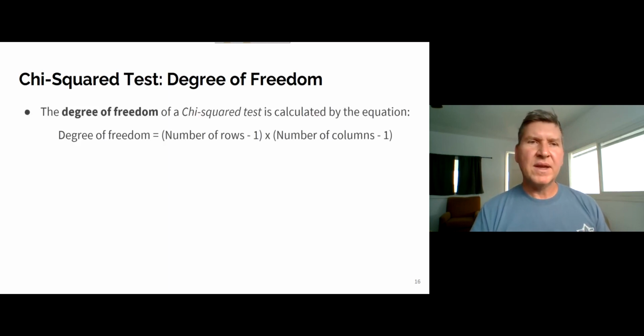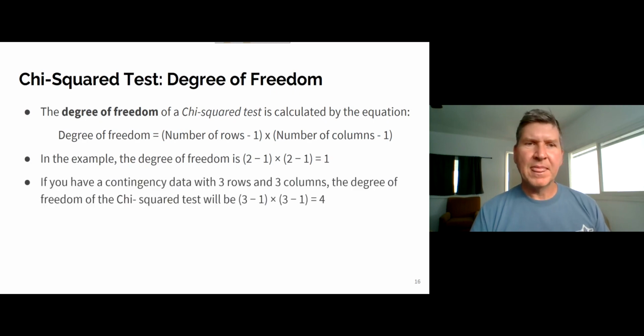Let's talk a little bit about the degrees of freedom in a chi-squared test. This is calculated by the number of rows minus 1, times the number of columns minus 1. We had a 2x2 contingency table just now, so it would be 2 minus 1 times 2 minus 1, or 1. And if you remember, the result we just saw had 1 degree of freedom, and that's why. And here's that calculation. If we have 3 rows and 3 columns, the degrees of freedom would be 3 minus 1 times 3 minus 1, or 4.